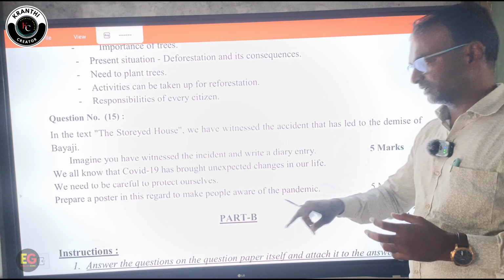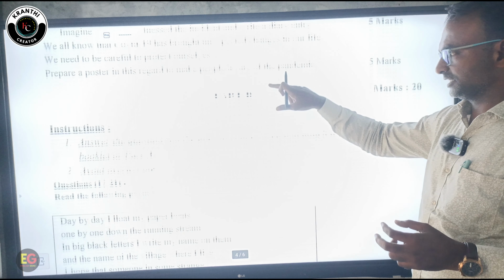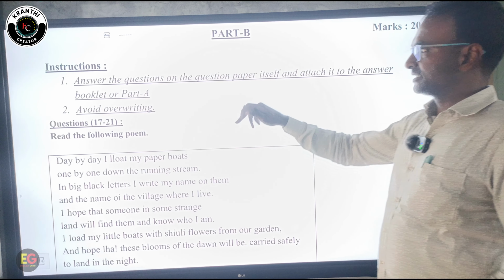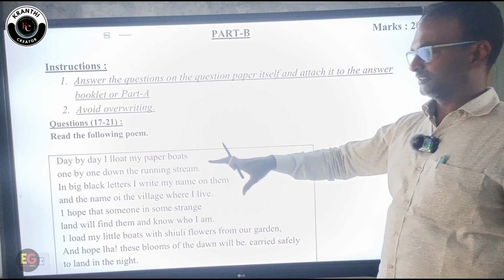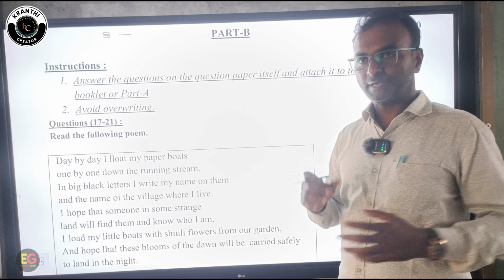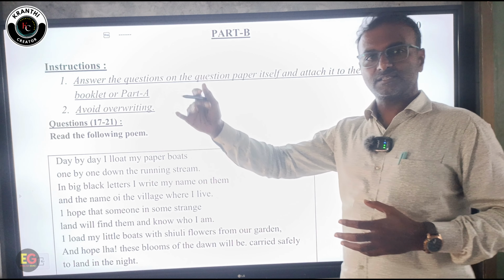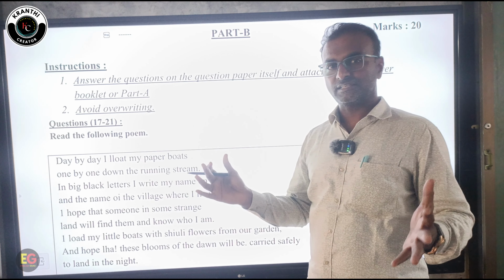You have to attempt both the questions. They have 5 marks each. Now, let's enter part B. Part B consists of 20 marks, and this should be attached with the main booklet. So, part A answers should be answered in the booklet itself.